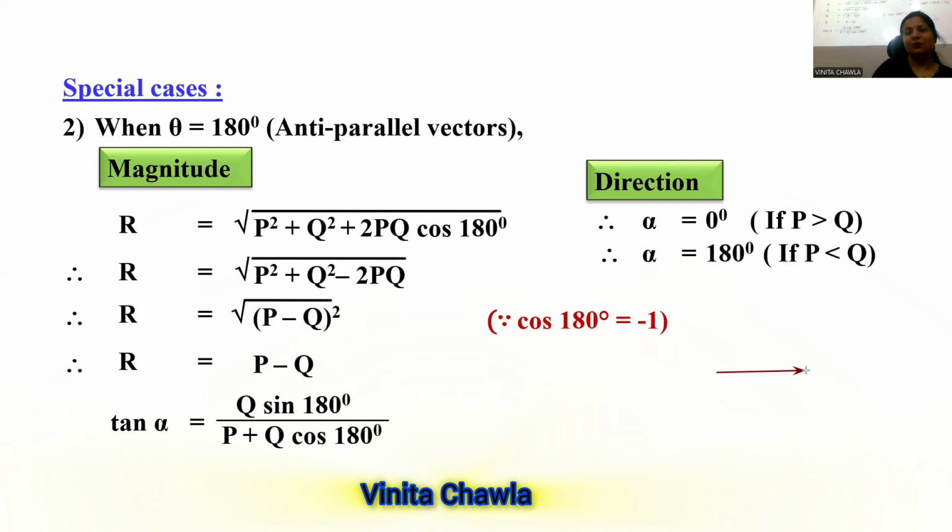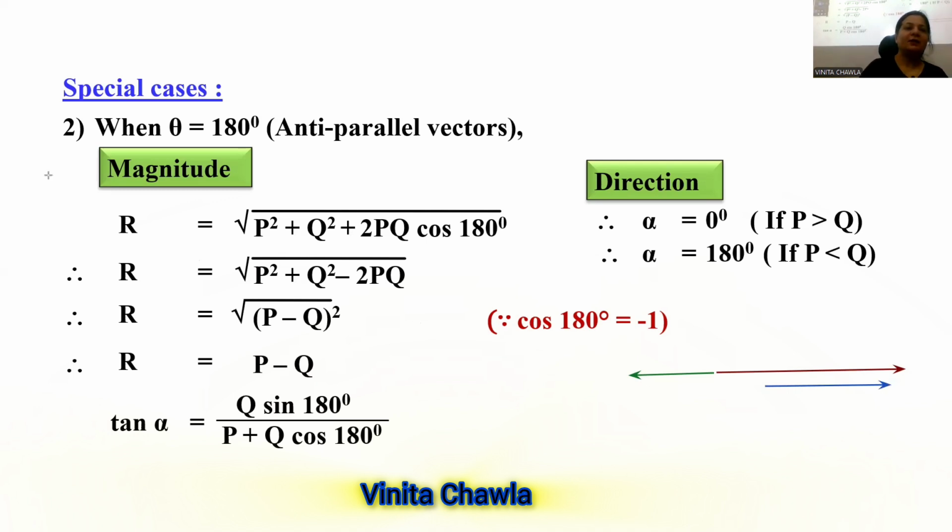So this is P and this is your Q. Q is smaller than P. P is greater. So give me the direction of the resultant vector. Towards P, but smaller in magnitude. Right? This is the direction of the resultant vector.